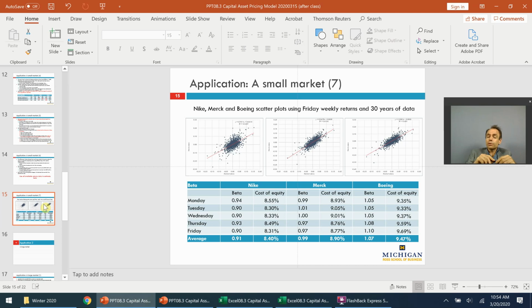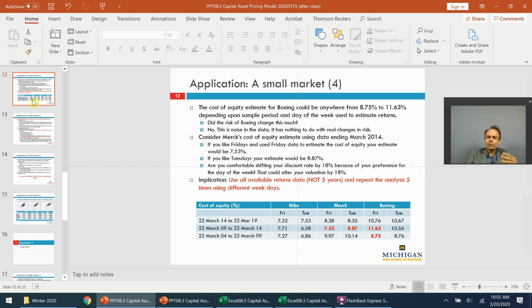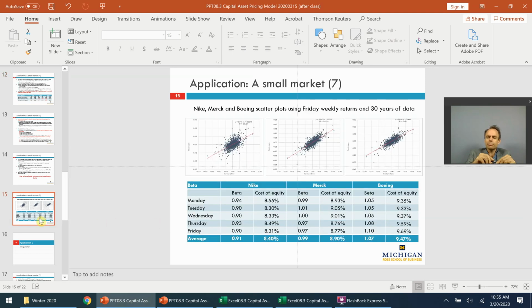You can also see that the cost of equity estimates across these three very different companies, an athletic apparel company, a pharmaceutical company, and an air parts manufacturer, the cost of equity estimates are really narrowed compared to the big dispersion of estimates that we had from this earlier table. We don't have estimates of 11% or 12% or 7%. Now the estimates are clustered within a range of 8.4% to 9.5%. And that's purely because we have now minimized estimation error.